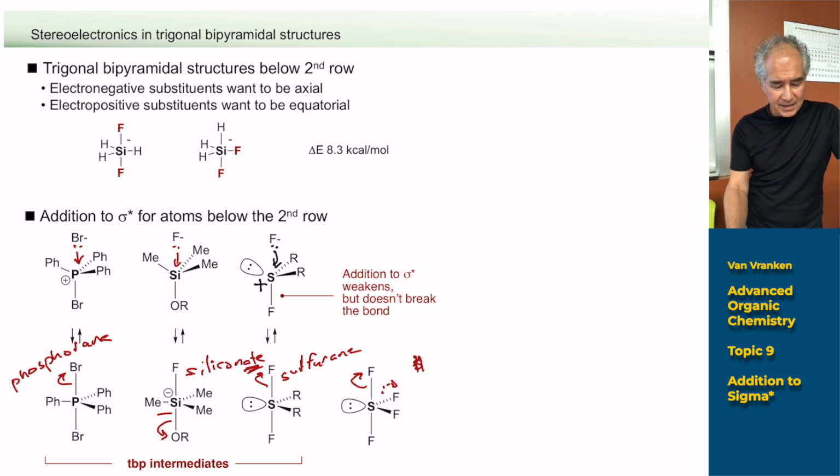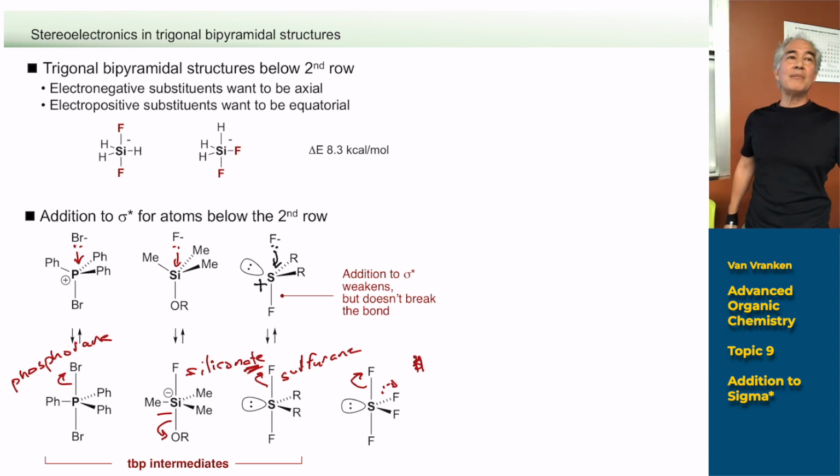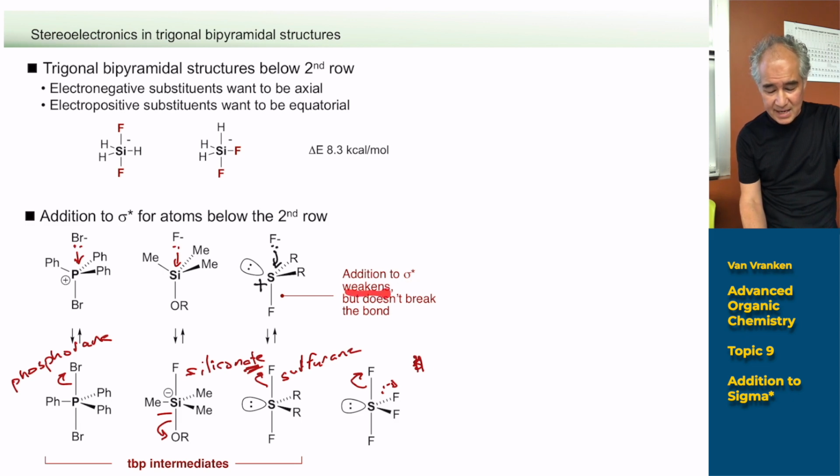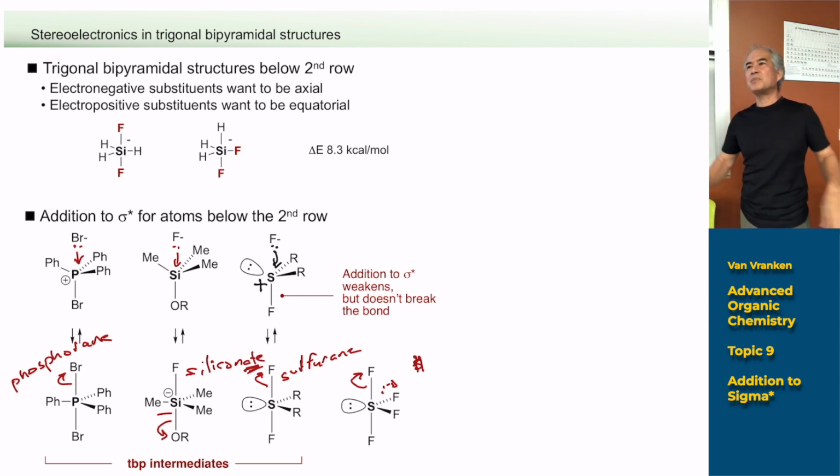We're always adding to sigma star, but the key thing is that when you add to sigma star, in these cases, you don't break the bond like with carbon. Carbon, you can't have 5 bonds to carbon. That violates the octet rule. But sulfur, no problem. Phosphorus, no problem. Silicon, no problem. So in these cases, addition to sigma star doesn't break the bond on the opposite side. It weakens it. It lengthens the bond on the opposite side, but it still takes a second step to push out that leaving group from the opposite side. It's carbon where you can't have 5 bonds to carbon.